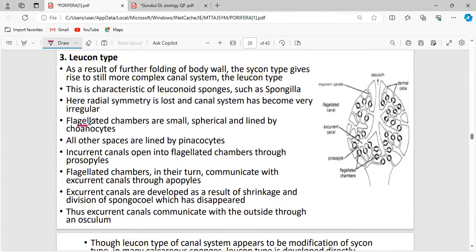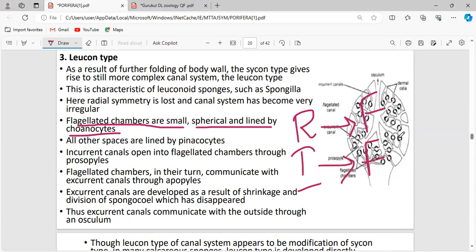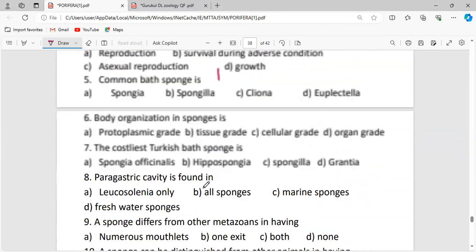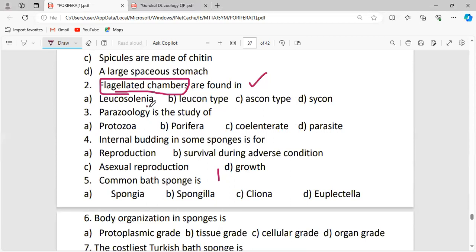See, flagellated chambers are small, spherical, lined by the choanocytes. Yesterday's class I explained multiple times. Radial canals have the flagella, so they are called flagellated canals, and incurrent canals are devoid of flagella. This is the difference between these two. And where have we seen the leucon type? Revision comes into the picture. So the answer for this question is Leucosolenia. Of course, it is leucon type, but the question asks where it is found, and that is Leucosolenia.